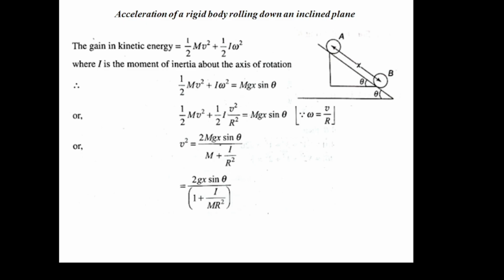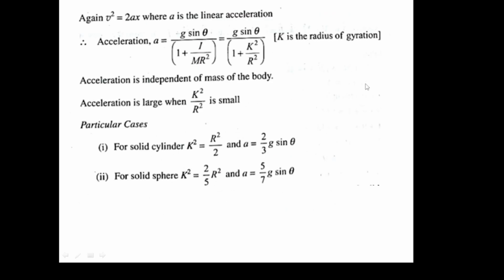Next, we will discuss the acceleration of a rigid body rolling down an inclined plane. Let us consider a rigid body of mass capital M and radius capital R rolling down a plane, where the angle of the inclined plane is theta.